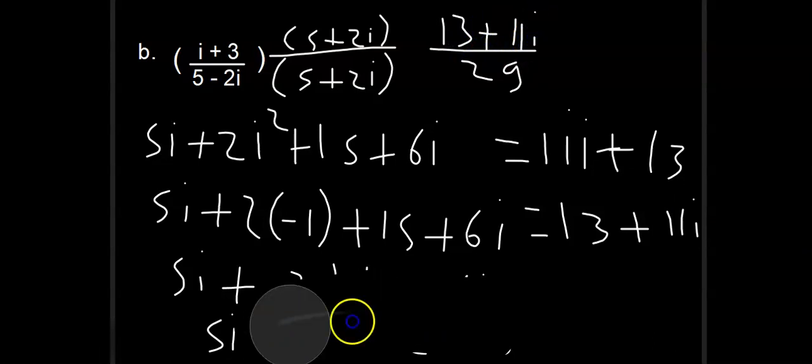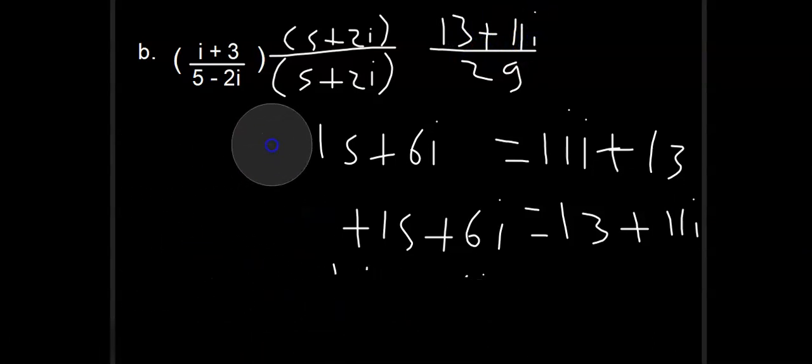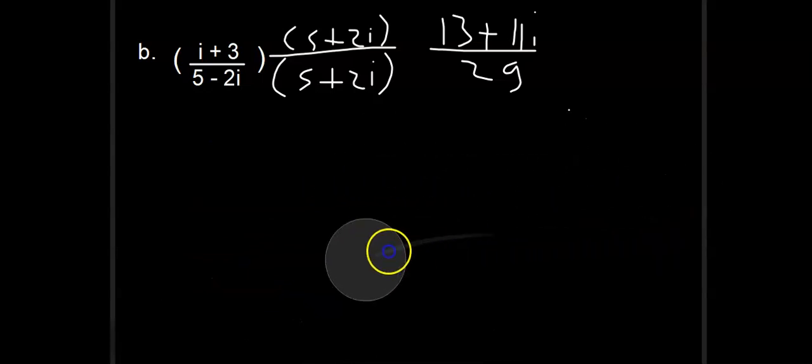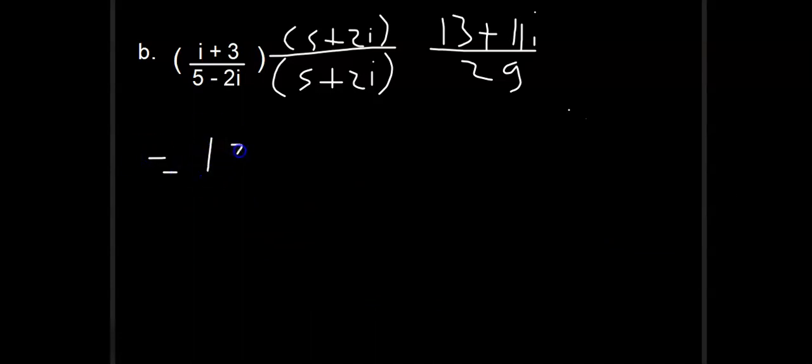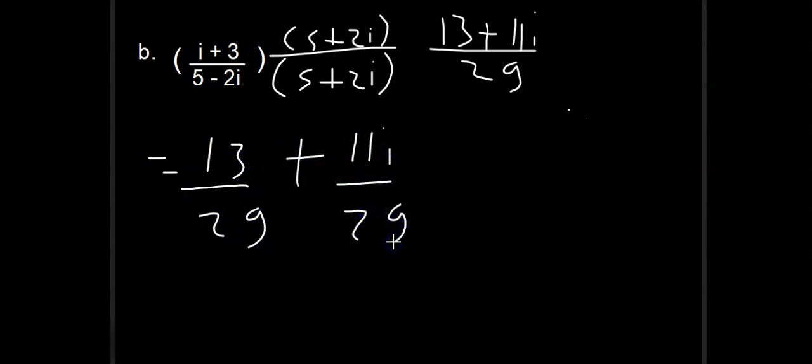Okay, so let me erase this whole thing. Now that means I'm done. So that's all you have to do. My last answer will be 13 over 29 plus 11i over 29. This will be your final answer.